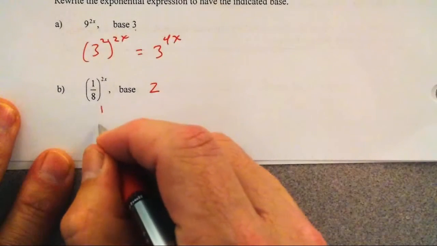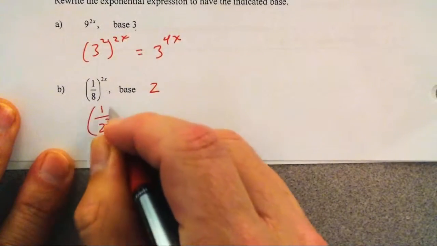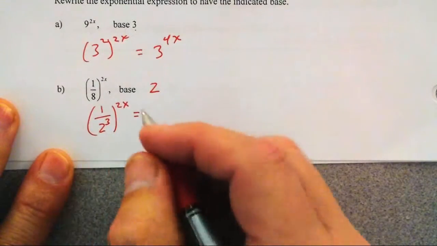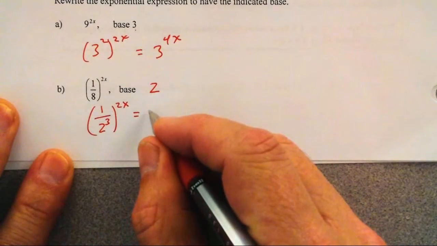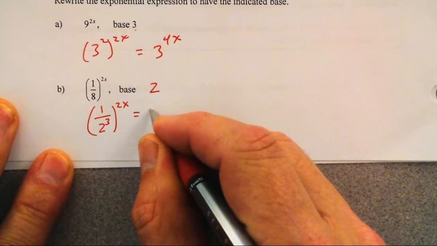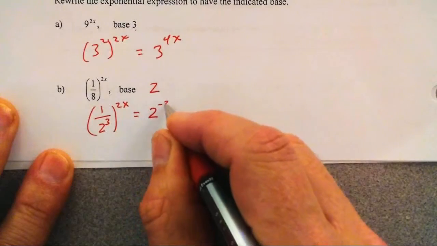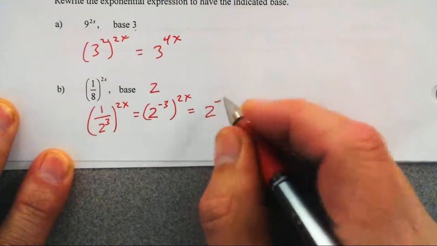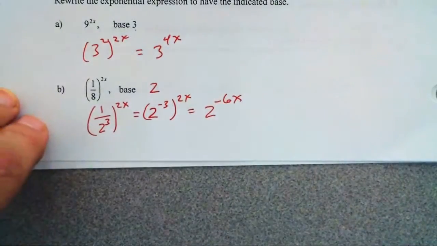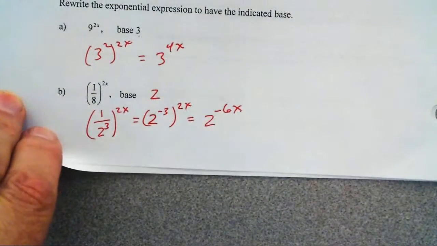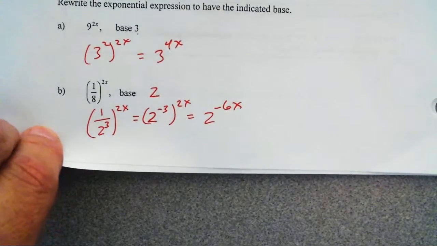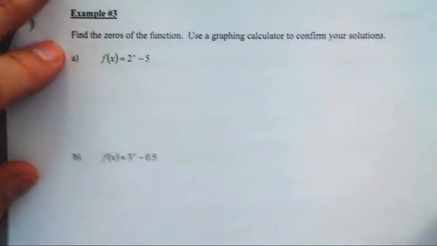So this could be 1 on 2 to the third to the 2x, but 1 on 2 to the third is the same as 2 to the negative third to the 2x, so 2 to the negative 6x. Okay. Like a bunch of those, I suspect. Compared to 55 and 56 today, a lot easier.